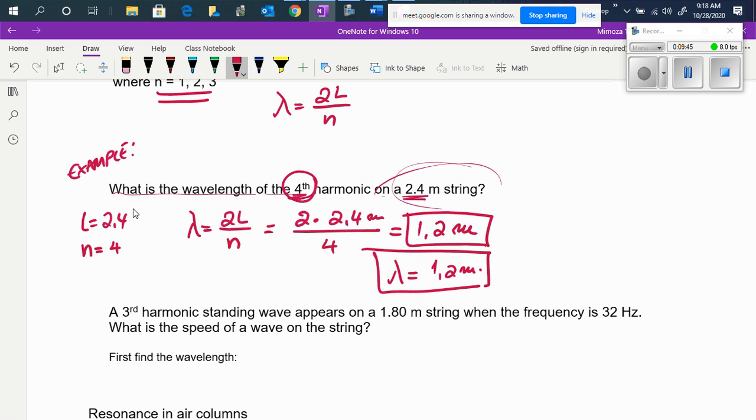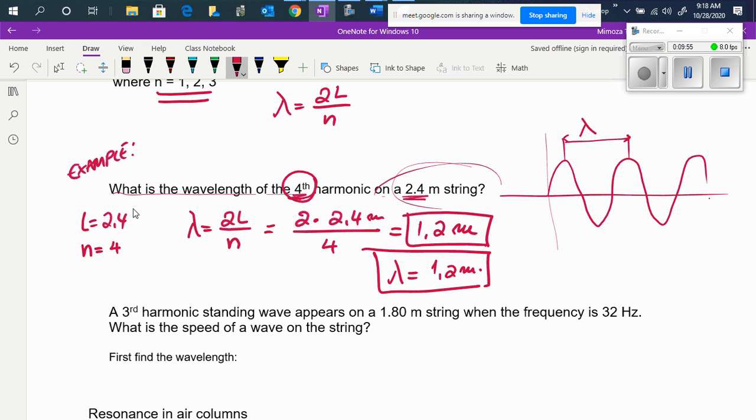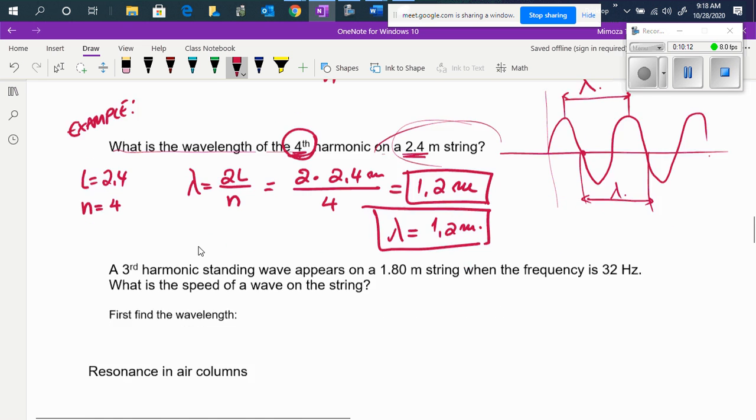Again, keep in mind what the wavelength is. If you have a wave that goes like this, the distance between 2 maximum points or 2 minimum points, or 2 same-nature points on the wave, will be the distance or the wavelength of the string.